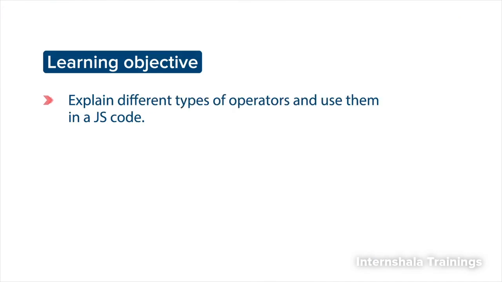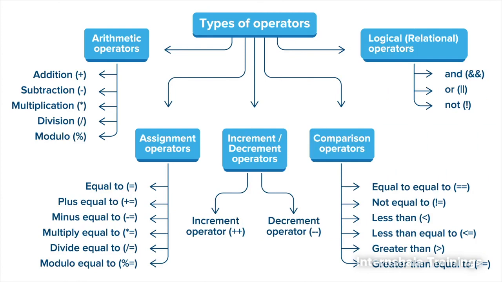After going through this video, you will be able to explain the different types of operators and use them in a JS code. Hi, welcome back. Remember we discussed these 5 operators in the PHP module: arithmetic operators, assignment operators, increment decrement operators, comparison operators, and logical operators. All these operators work in exactly the same way in case of JavaScript.